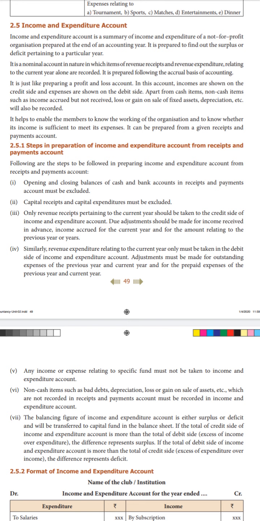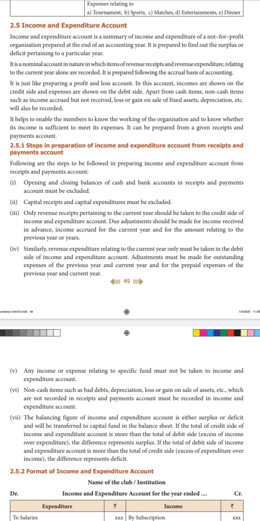Okay, and another difference between receipts and payments and income and expenditure is that in the income and expenditure account we will enter even the non cash items, like what we saw, depreciation and any outstanding amount. Okay, so all those can be recorded in the income and expenditure account.